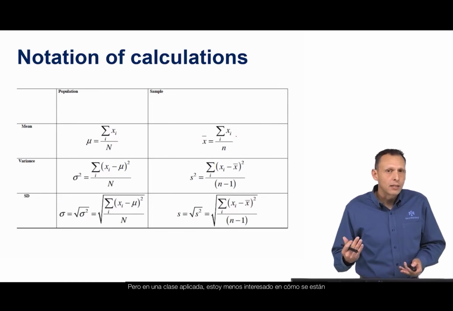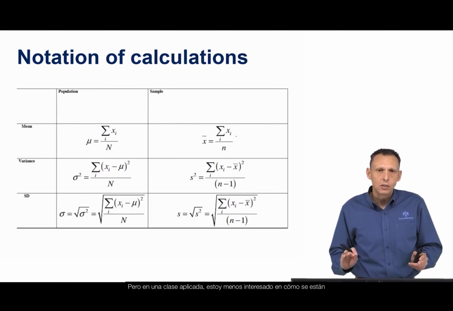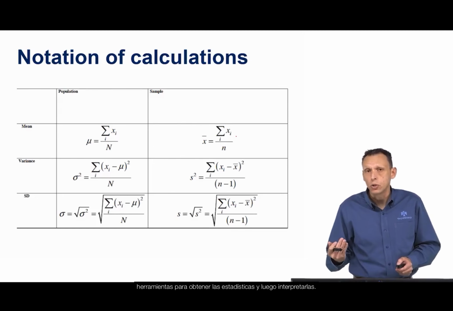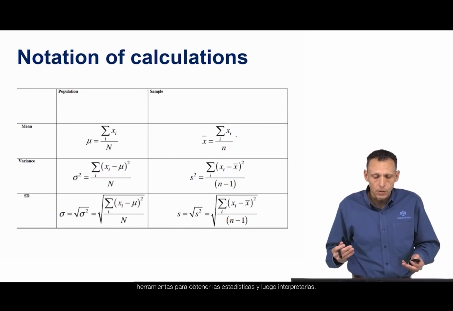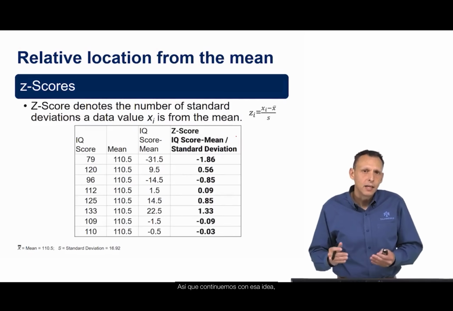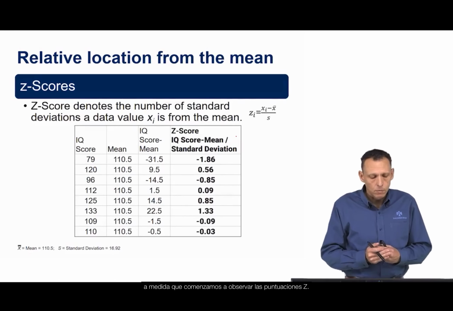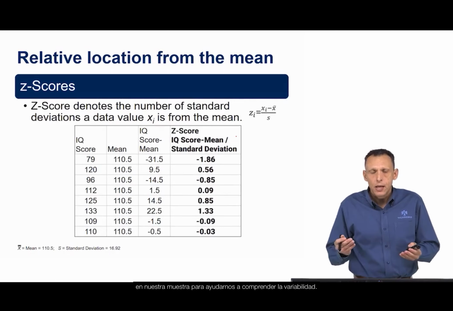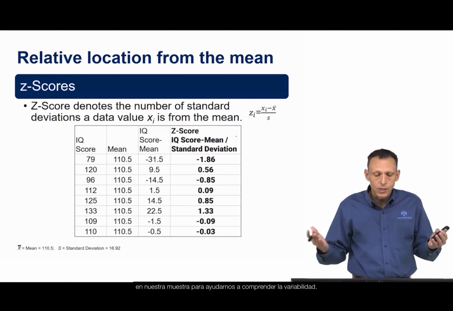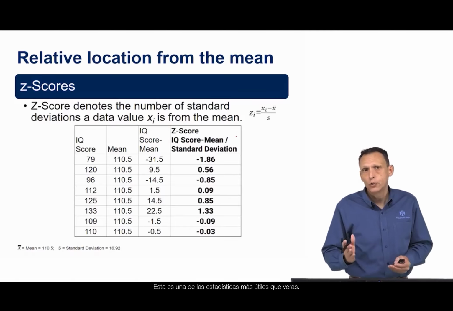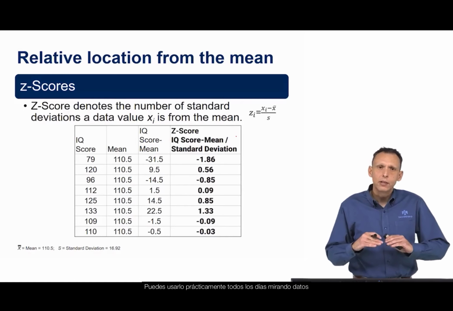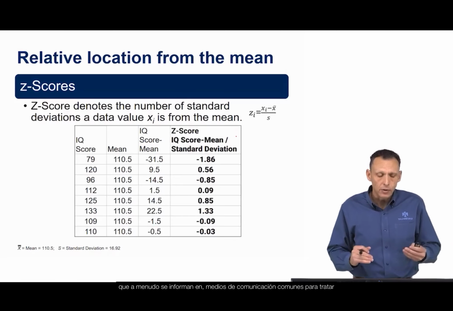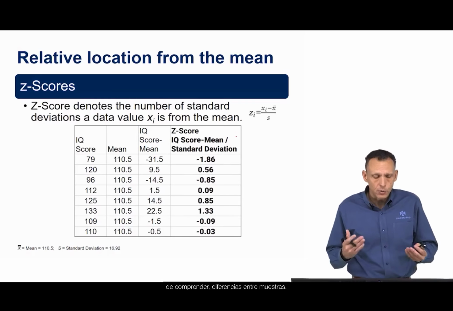But in an applied class, I'm less interested in how those things are being visualized and more interested in how you can actually use the tools to get the statistics and then interpret them. So let's continue on with that idea as we're starting to look at z-scores. Z-scores are another way for us to work with the standard deviations in our sample to help us understand variability. This is one of the most useful statistics that you'll see. You can use it pretty much every day looking at data that's often reported in common news outlets to try to understand differences between samples.